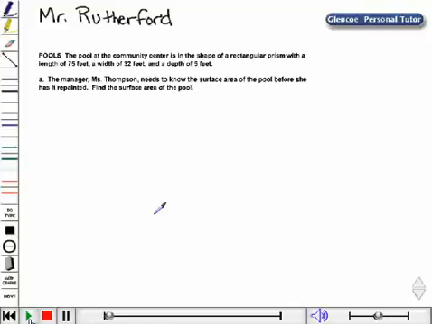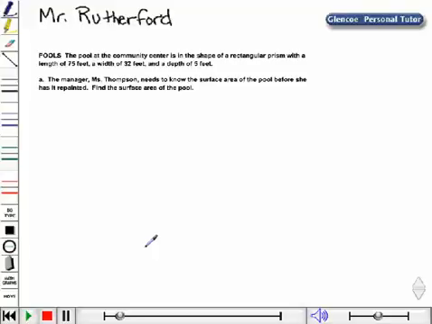Hi, I'm Mr. Rutherford. In this problem, we're going to learn how to find the surface area and volume of pools. The pool at the community center is in the shape of a rectangular prism with a length of 75 feet, a width of 32 feet, and a depth of 5 feet.